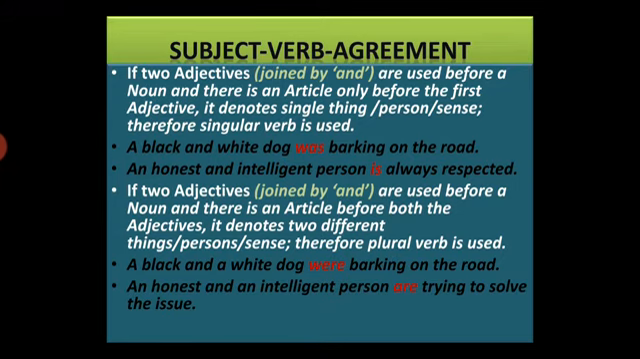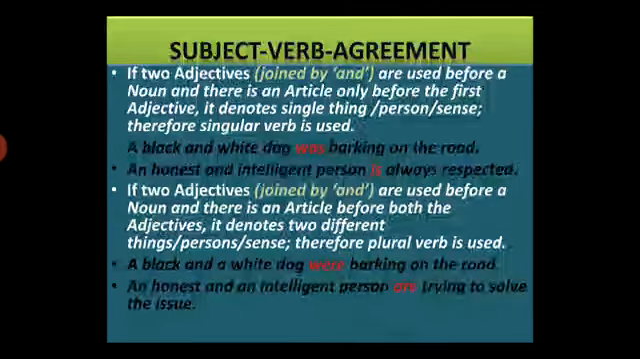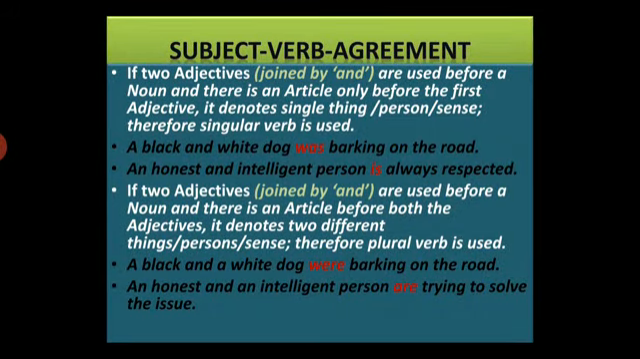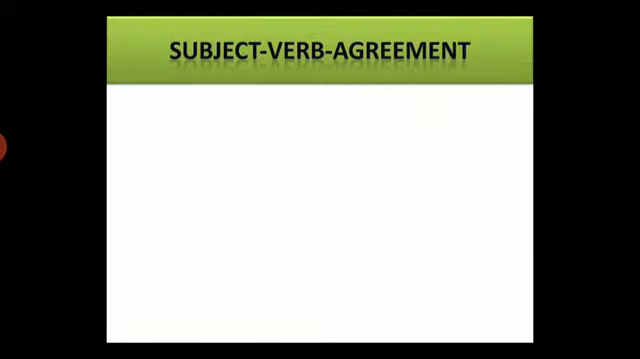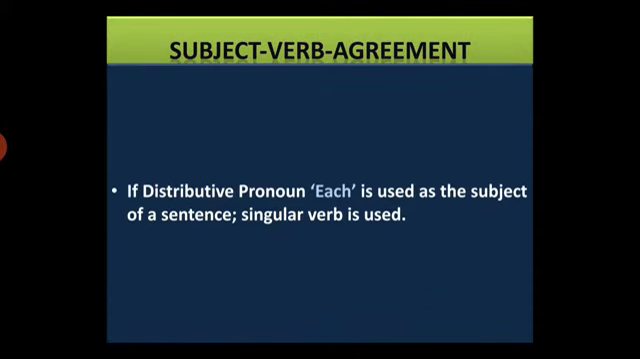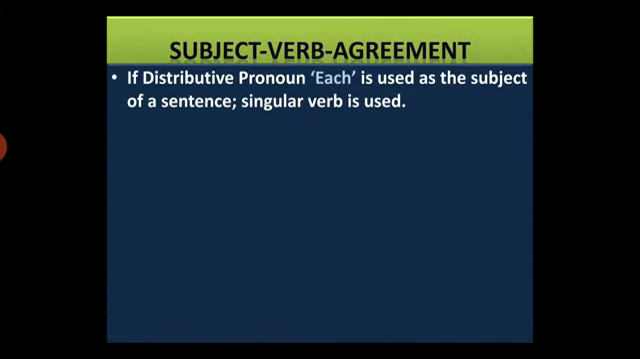An honest and an intelligent person are trying to solve the issue. An honest and an intelligent. Two different persons because the article an has been used before both the adjectives. Now, let's know about distributive words. If distributive pronoun each is used in the sentence as the subject, it denotes a singular subject. It denotes a singular person or thing.